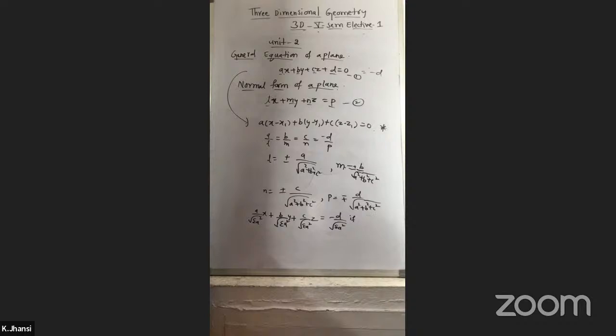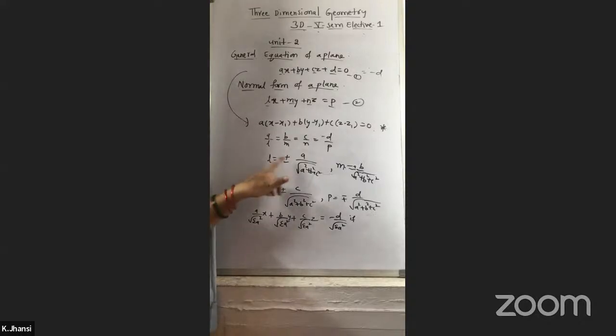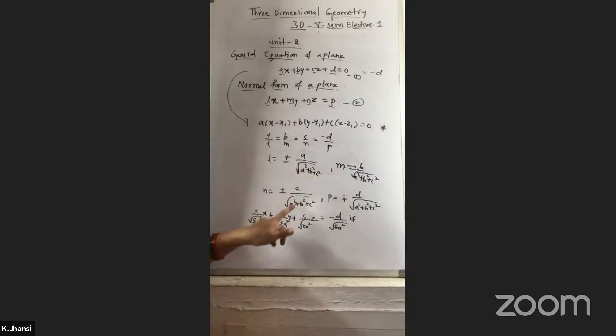D you have negative, no? Minus 6 is there. So this formula we have to apply: minus d by root of sigma a square. So you find what is sigma a square. Sigma a square means a square plus b square plus c square. So L, you have to substitute all the values, m, n, and also p. You will get all these values. If you substitute in the formula, you will get the answer.